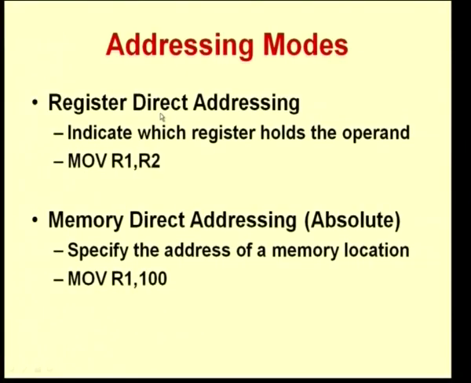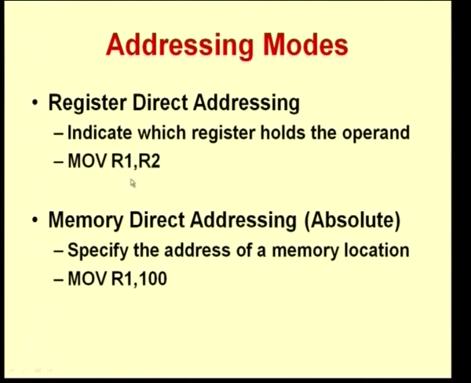Then we have another addressing mode which is called direct addressing. In this direct addressing there are again two variations, one called register direct addressing and the other called memory direct addressing. In register direct addressing, we specify which register holds the operand. For example, when we say move r1 comma r2, r2 is the register which holds the operand, and that value has to be moved to r1, assuming that my source operand is the second one and destination operand is the first one.